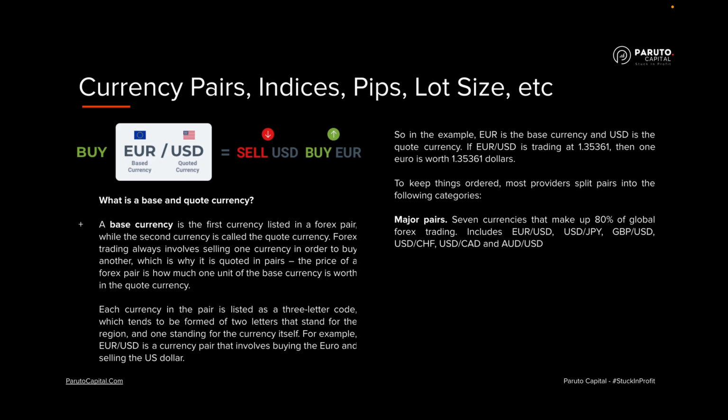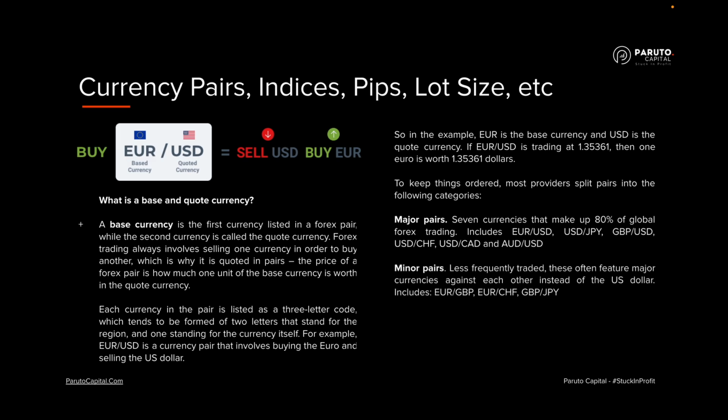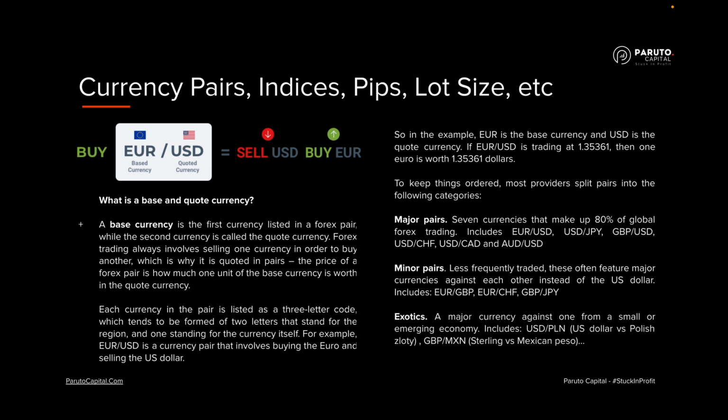We have what is called the major pairs. So the major pairs are your euro USD, USD JPY, pound USD, USD Swiss franc, USD CAD, and then Aussie USD. These are called the major pairs. We also have the minor pairs. These are usually pairs that do not include the US dollar. So you have euro pound, euro Swiss, euro JPY. These are called minor pairs.